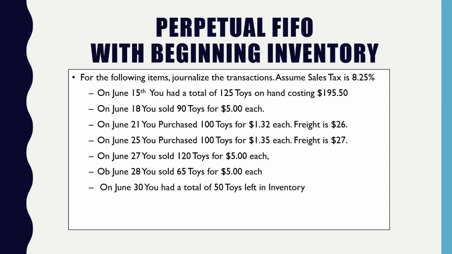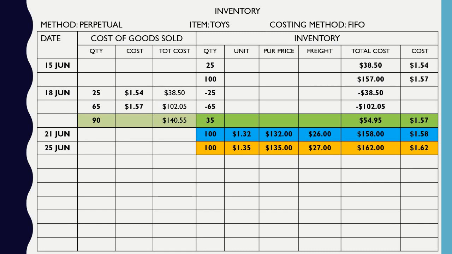And then it says here on the 25th of June, we end up purchasing an additional 100 toys, but this time at $1.35, which there you go. I already did the calculation. So now I have 3 batches of inventory remaining, right? I have a green one for 35, a blue one for 100, and an orange one for 100, okay?